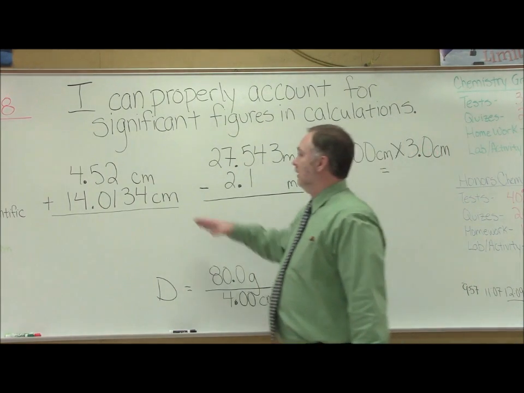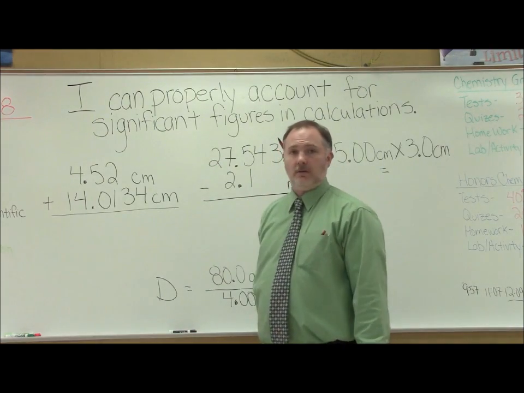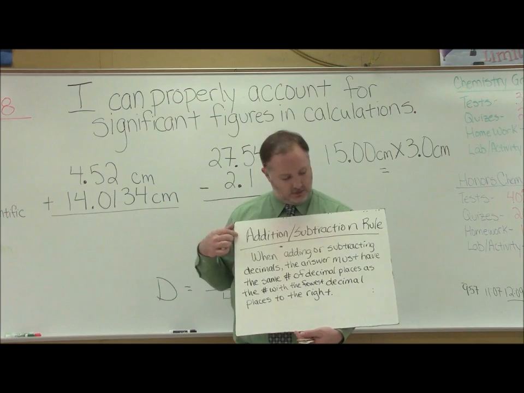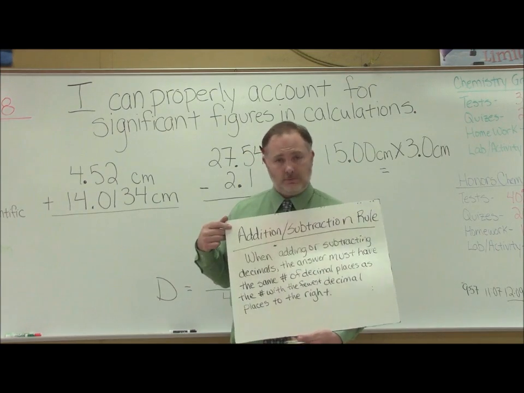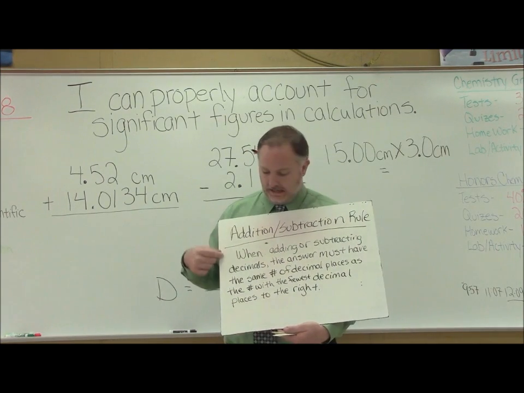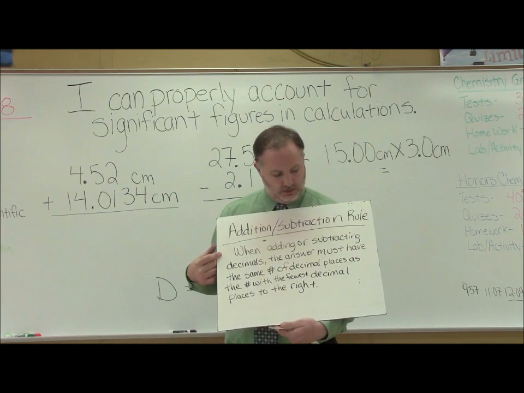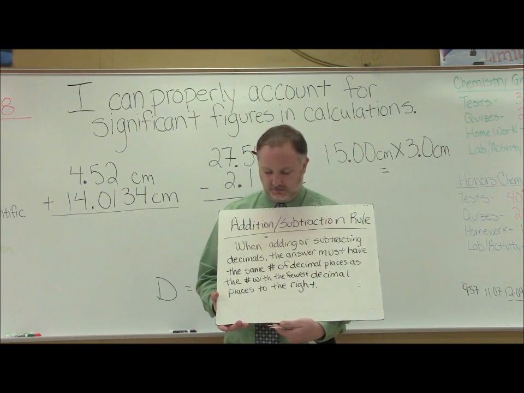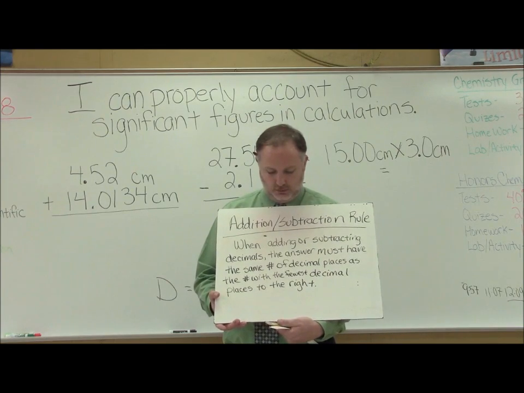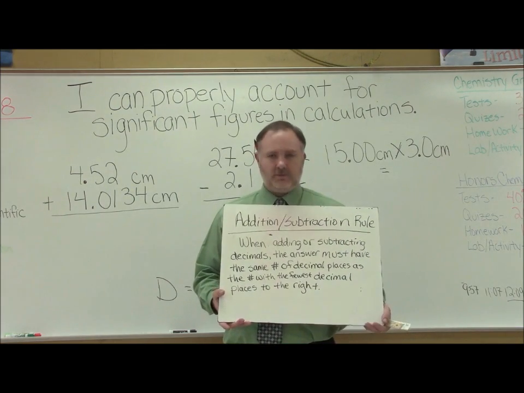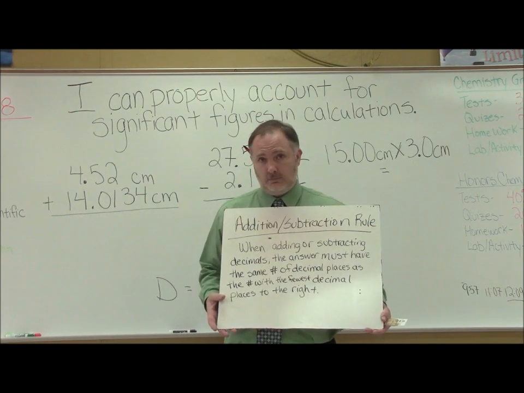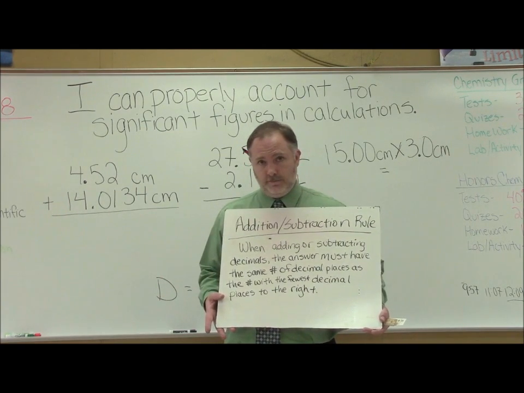First of all, the rules for when you're adding and subtracting. I want you to take a moment, write this down, the addition and subtraction rule for sig figs. When adding or subtracting decimals, the answer must have the same number of decimal places as the number with the fewest decimal places to the right. Now just write that down. I'm going to wait a second.